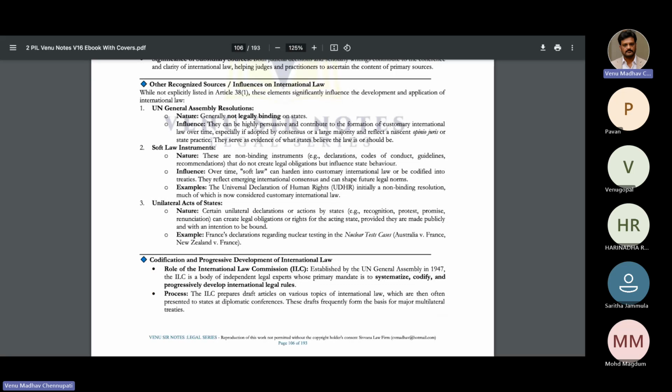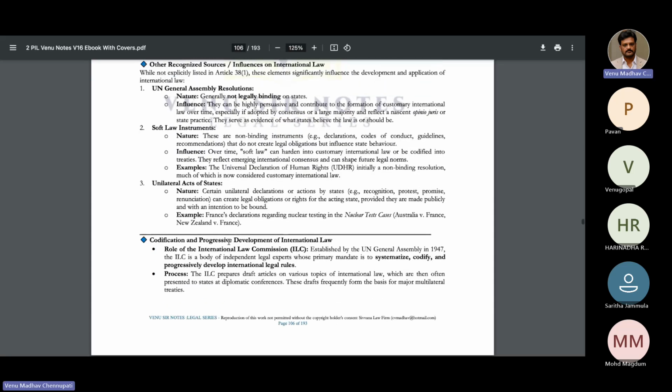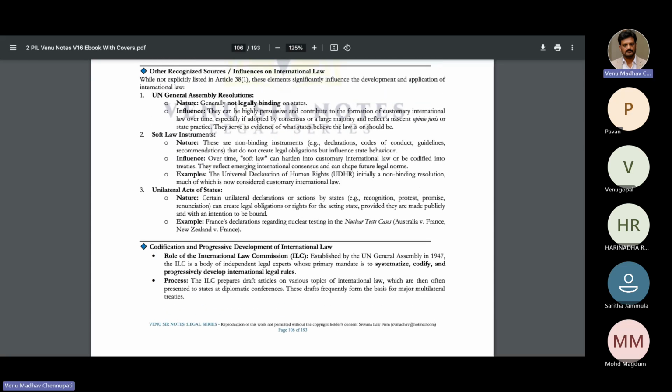And then there are some unilateral acts of states. For example, the world has not been testing nuclear weapons, and suddenly some country does nuclear tests. So how do we deal with it in international law? Is it recognition, protest, promise, renunciation? And if somebody comes to the ICJ, how should we be dealing with it? So three things: primary, secondary, other sources.